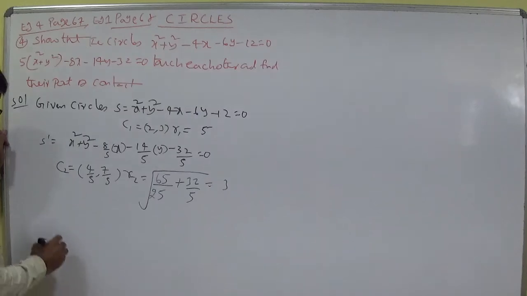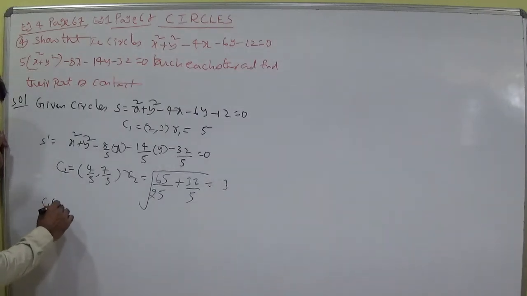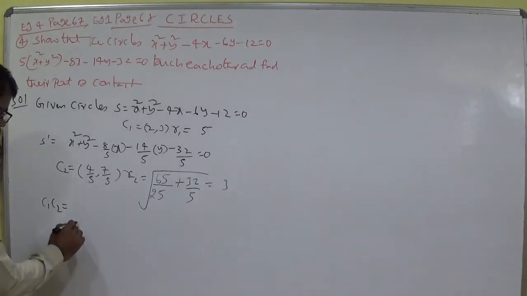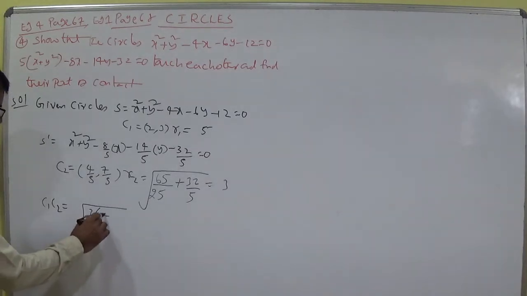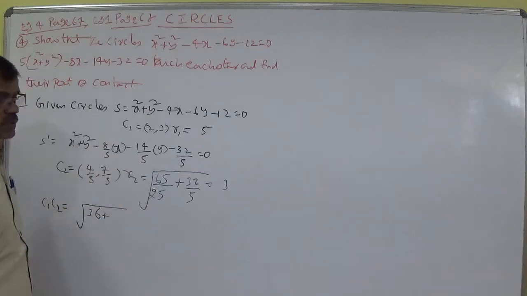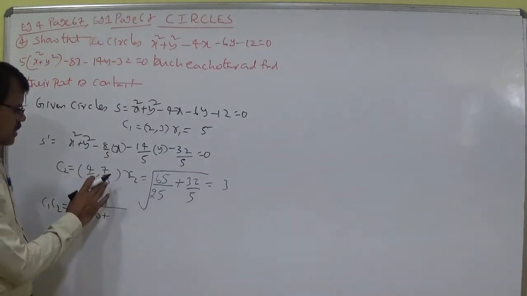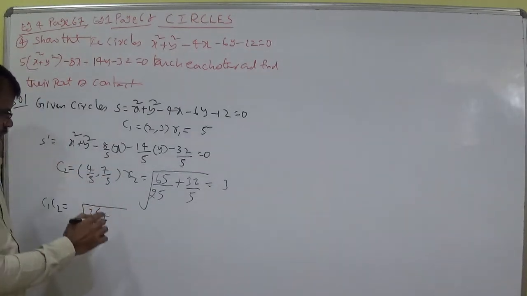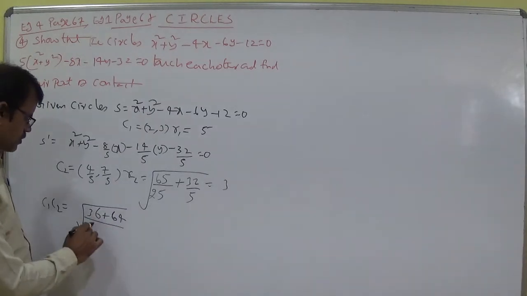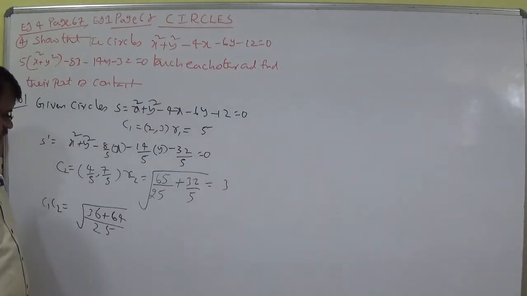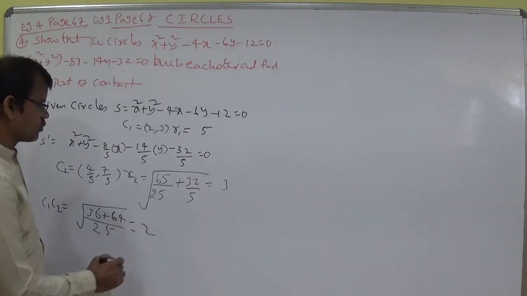Now let us discuss the distance of C1, C2. C1, C2 distance is root of 4 by 5 minus 2 whole square, otherwise 2 minus 4 by 5 whole square. So 10 minus 4 by 5, 6 by 5 whole square, 36 by 25, plus 3 minus 7 by 5, 15 minus 7 by 5, 8 by 5 whole square, 64 by 25. So 36 plus 64 whole by 25. 36 plus 64 is 100, 100 by 25 is 4, root 4 is 2.